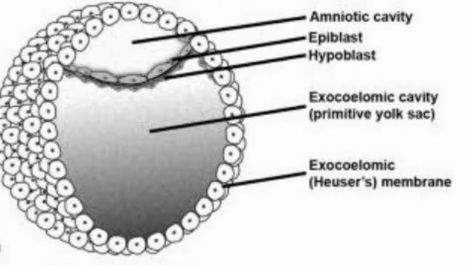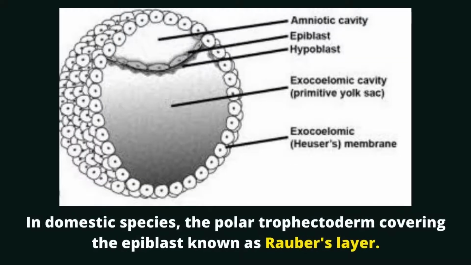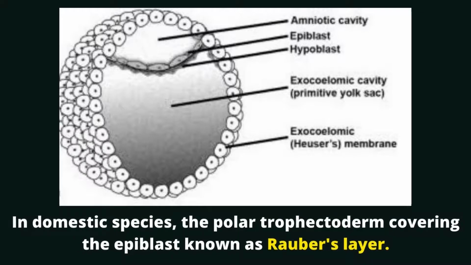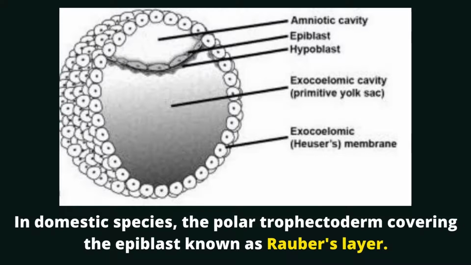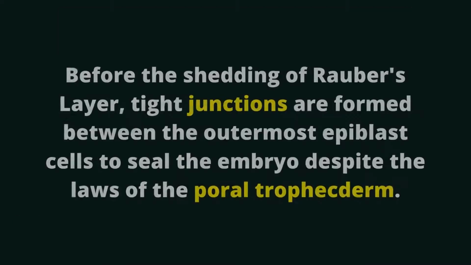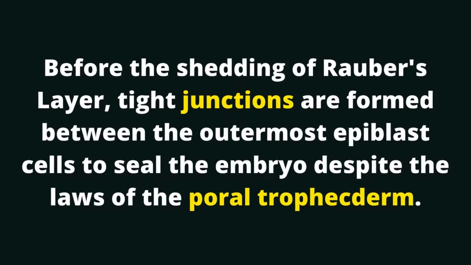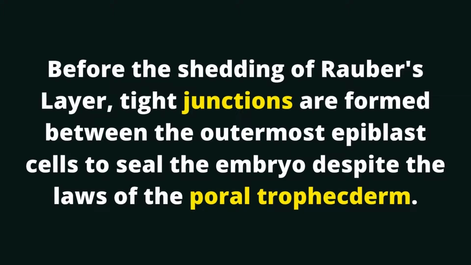As we proceed, in the domestic species, the polar trophectoderm covering the epiblast, which is known as Rauber's layer, gradually disintegrates. We can see in this figure that Rauber's layer is in the process of degenerating. When it is completely degenerated and lost, it exposes the epiblast to the uterine environment. So here is the epiblast, and this will be exposed to the uterine environment here. Before the shedding of Rauber's layer, tight junctions are formed between the outermost epiblast cells to seal the embryo despite the loss of the polar trophectoderm.